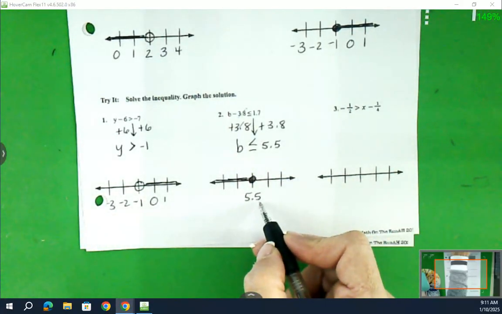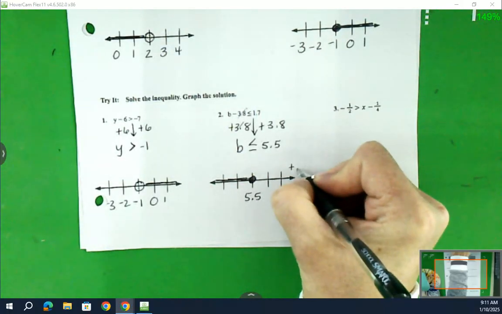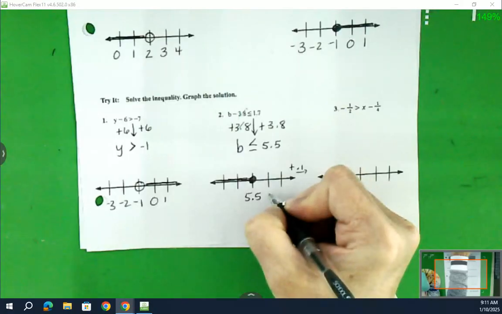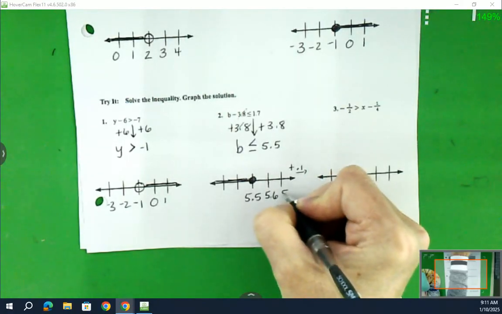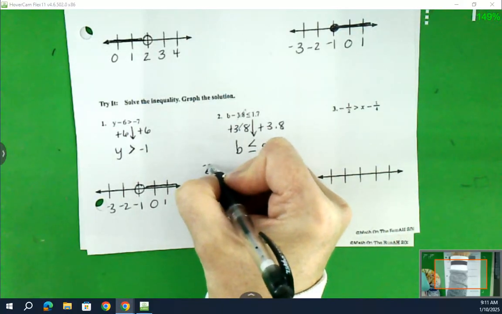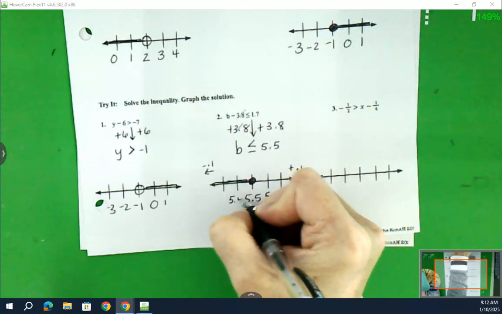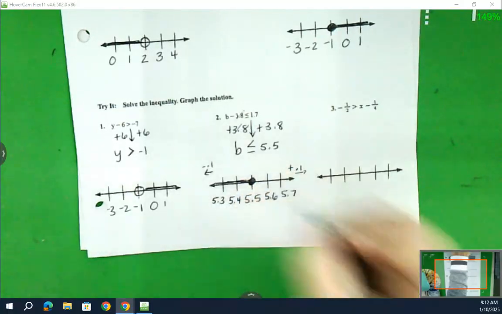And because we're going by tenths, we have like a 0.5 here. We're going to add 1/10 going to the right. So this is going to be 5.6 and 5.7. Going to the left, we're going to subtract a 0.1 from the center number. So this is going to be 5.4 and then 5.3.